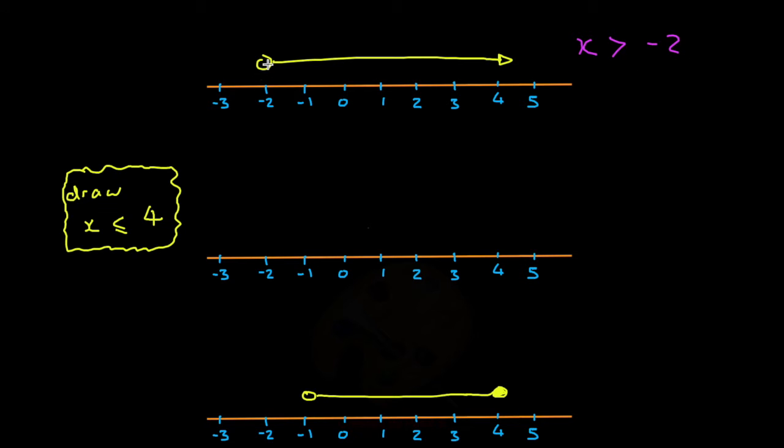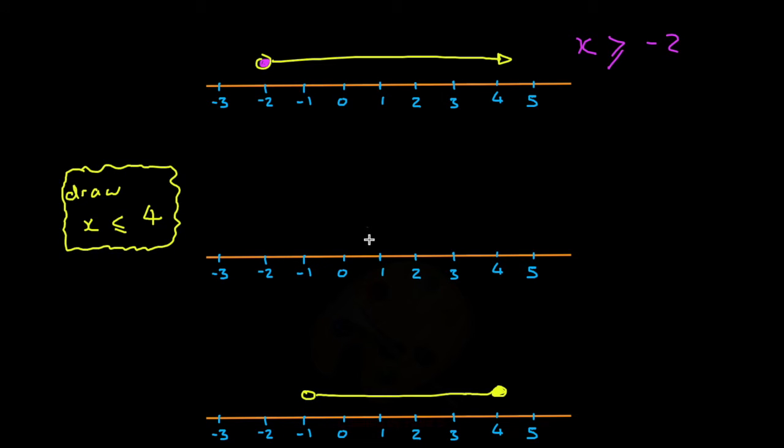However, if I was to make the circle full, like this, it would mean either greater than or equal to, or less than or equal to. So in this case, because I filled the circle out, it would now be x is greater than or equal to minus 2.